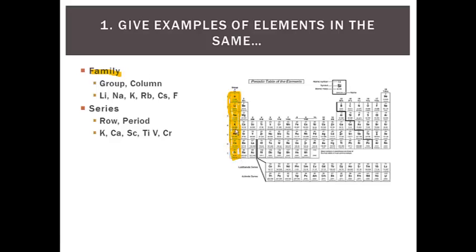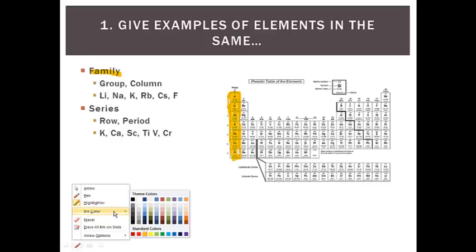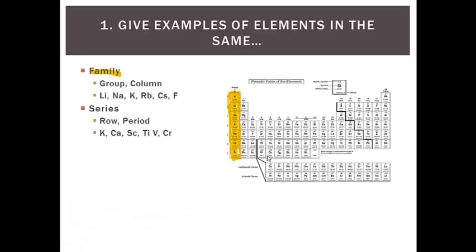A series, on the other hand, is something that goes across a row. It's also called a period. So I just picked this one. These guys are all in the same row. They are the same series, same period.